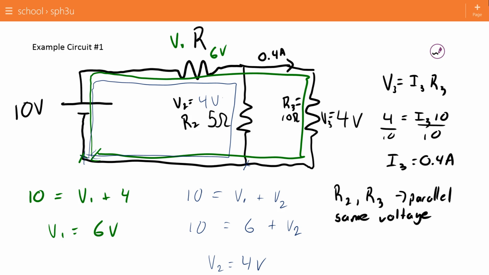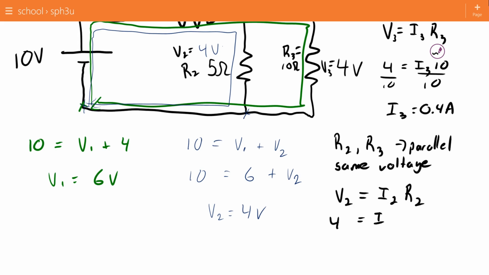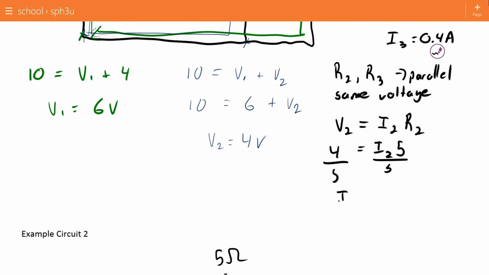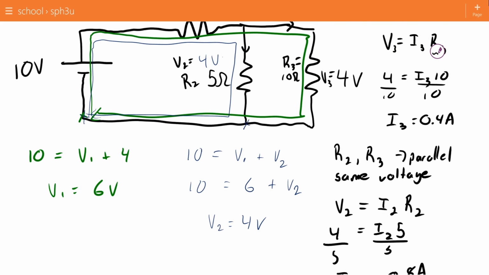Now, this has been a little bit of a roundabout, but now I'm going to focus on the V2 spot in the circuit. V2 equals I2 R2. I've got 4 volts, I2, and a resistance of 5 ohms. And so I2 is going to work out to be 0.8 amperes, which means the current in this branch is going to be 0.8 amperes.